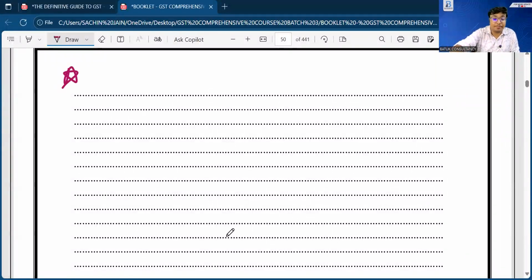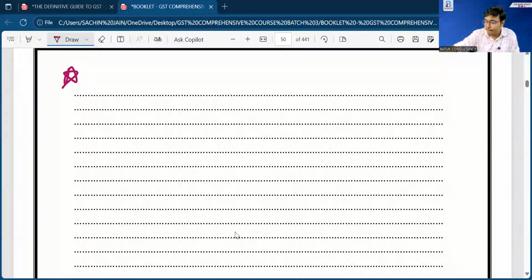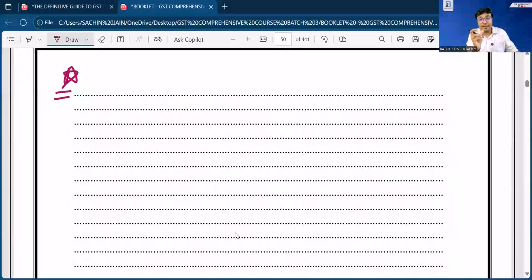Next concept. Because you will merely find the GST amount in that particular statement. You just need to check on which element the GST has been charged.